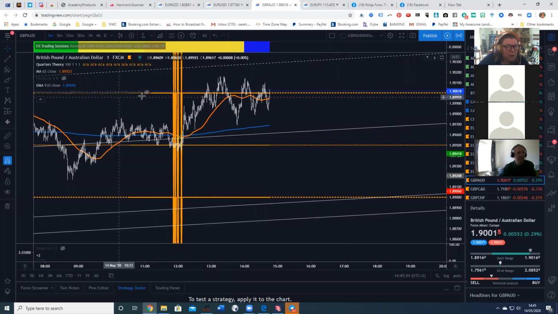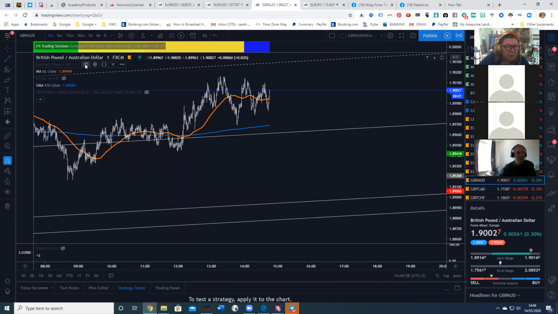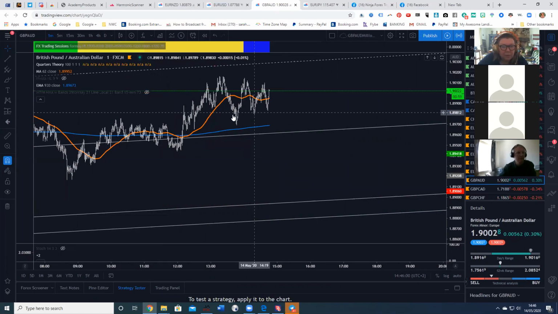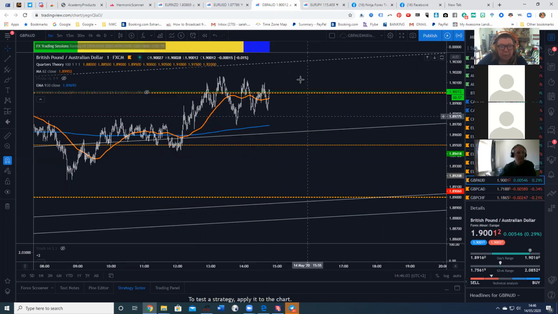GBP/USD, crazy pair. That's glitched again there. No trade there at the moment.